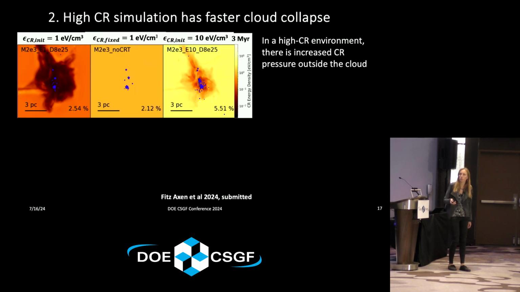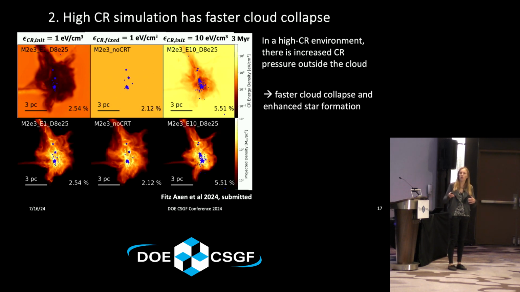And so if we look at our simulation where we started with a higher cosmic ray background of 10 electron volts per centimeter cubed, we found a similar effect with the cosmic rays. So they lost a lot of energy in the cloud, but we found that in this simulation, the cosmic ray pressure from outside the cloud was high enough, and the cosmic ray energy losses in the cloud were strong enough, that we had this additional cosmic ray pressure outside the cloud, which caused the cloud to collapse faster and form more stars. And so here you can see the three simulations, again, at 3 million years.